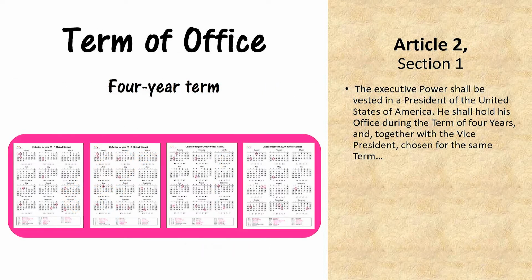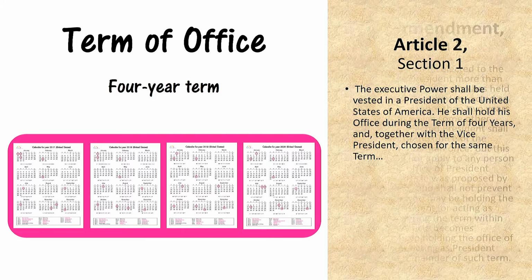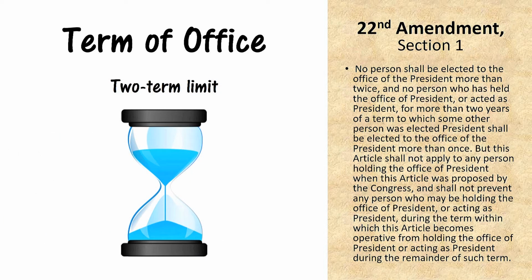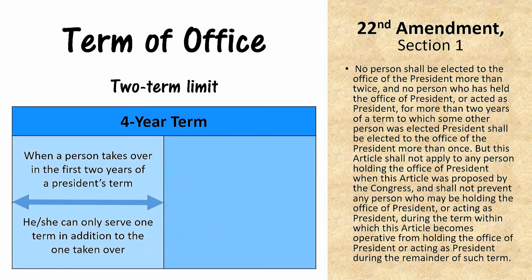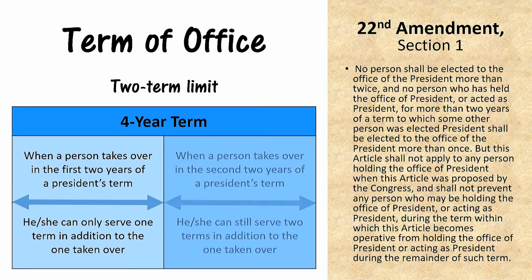The president serves a 4-year term according to Article 2. And the 22nd Amendment sets a 2-term limit. When a person takes over for a president in the first 2 years of a president's term, that term counts as one of the 2 terms. But when a person takes over and serves less than 2 years of a president's term, he or she can still be elected to 2 full terms.